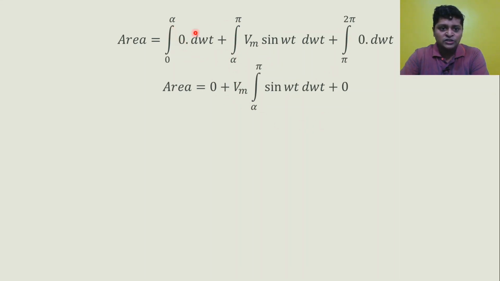So because of that, the value of these two equations will be 0. Now integration is not applied over Vm, so we are taking Vm out of the integration. As integration is over omega t, it will be applied over sine only. We know that integration of sine is minus cos, so we have substituted minus cos of omega t over the limit alpha to pi.